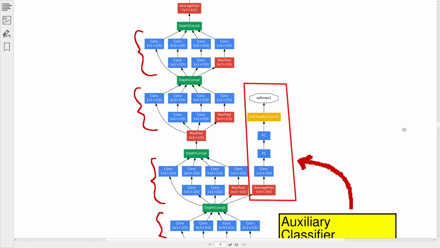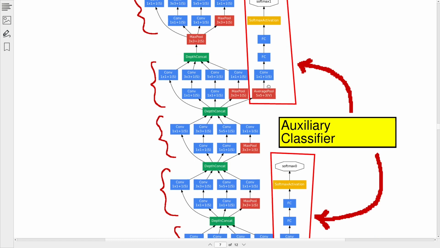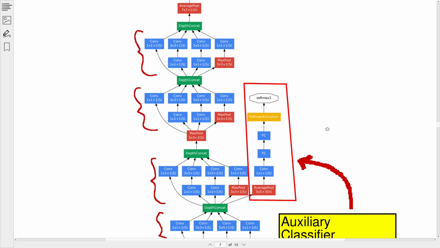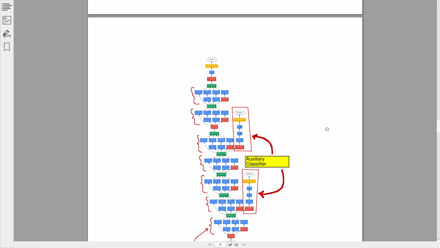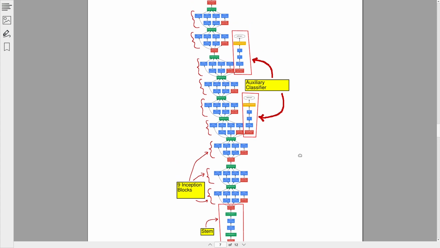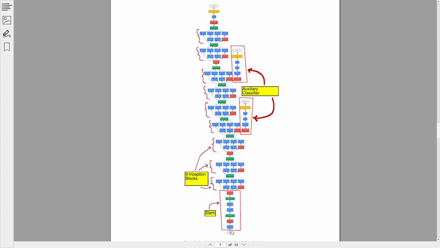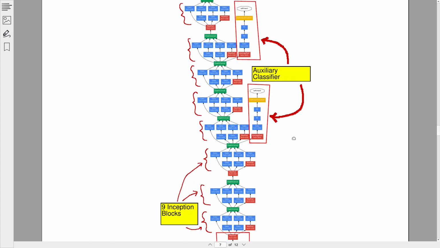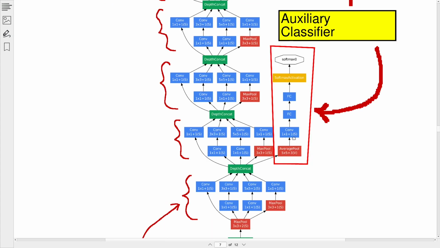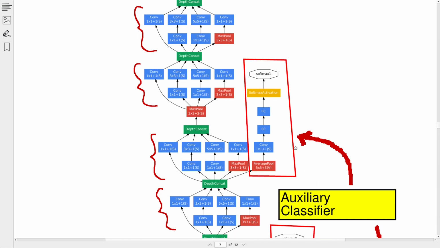Now let's quickly talk about these auxiliary classifiers. We have two of them in the network. Let's zoom out and view their position. So in my entire architecture, starting from here and ending here, these are the two auxiliary classifiers I have, and let's see what they consist of.